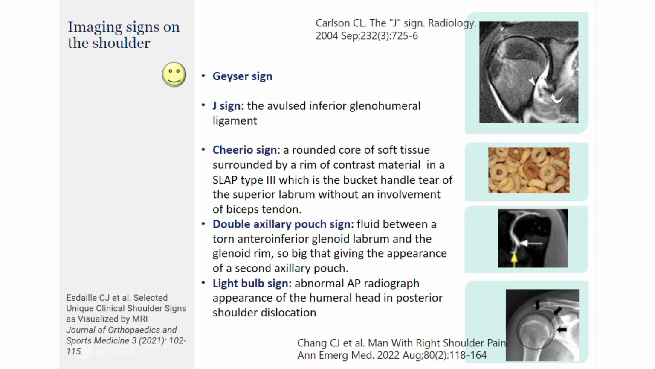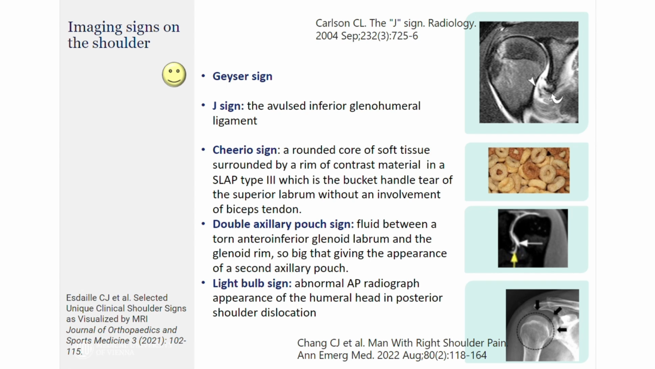The Cheerio sign is referring to this US American breakfast style, and is showing a rim of contrast like a Cheerio, with a part of the torn labrum in a slab lesion, and it is surrounded by contrast media. Then you have the double axillary pouch sign. That's a case of if you have a very big destruction of the anterior inferior labrum, then it seems to look like if there were 2 pouches.